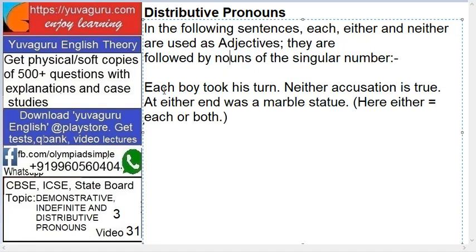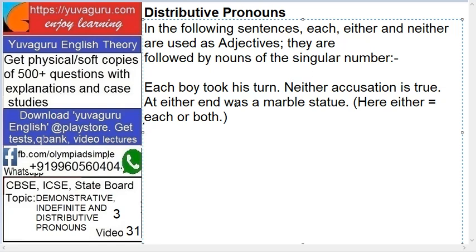Okay, let's see. Each boy took his turn. Neither accusation is true. Now here, each is an adjective because it is telling something about the noun. Neither accusation is true means neither. It is telling something about the noun accusation.